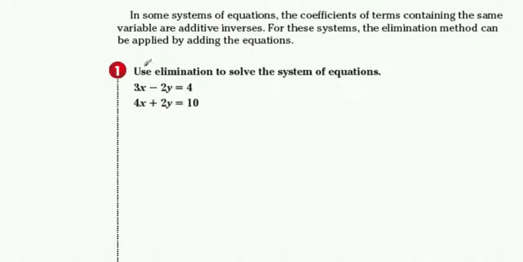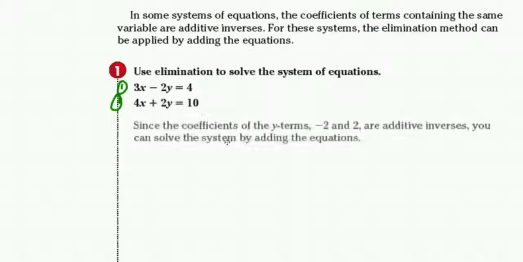Again, you have equation 1 and you have equation 2 right there. Look at this carefully. Since the coefficients of y are negative 2 and 2, they're called additive inverses, meaning if you add them, they become 0. So you can solve the system by adding equations.